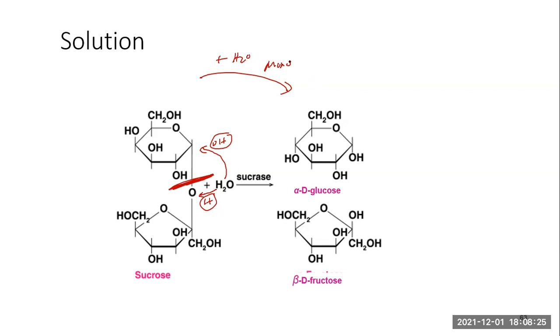So you do need to be able to recognize the glycosidic bonds and identify them as alpha 1 4 or beta 1 4 and so forth. Any questions on that there?